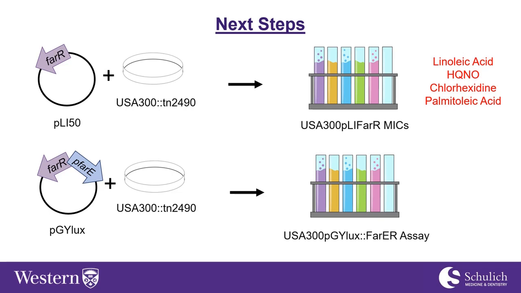Both the original isolates and USA 300 PLI FAR-R constructs will be subject to MICs with HQNO, chlorhexidine, and palmitoleic acid to determine if FAR-R provides resistance to alternative antimicrobial compounds and UFFA. Finally, the FAR-R variants and the FAR-E promoter will be cloned into PGY-Lux, transformed into the FAR-R transposon knockout of USA 300, and used in a luciferase assay to determine if FAR-E expression is altered by changes in FAR-R.